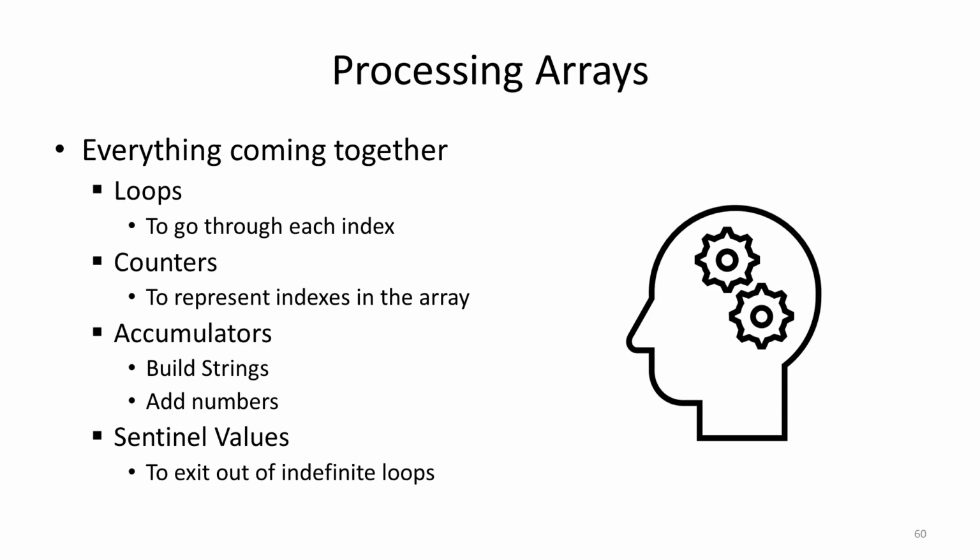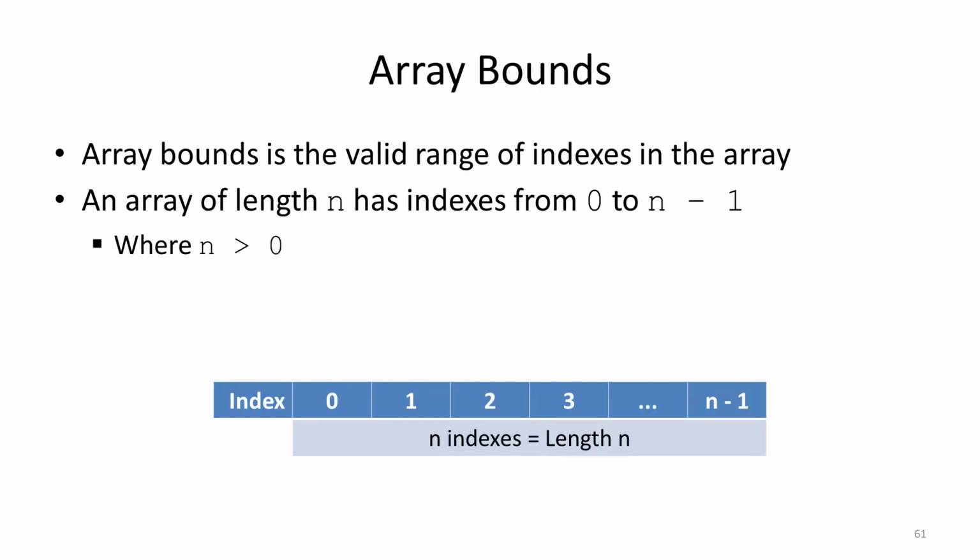Now, when you do start to process arrays, you'll pretty much be using everything that we have been talking about lately. We will be using loops to go through each index. We use counters that represent the indexes in the array, and we will have some kind of accumulator if you are building a string, so that's concatenating a string onto itself, or even adding numbers. We will also be using sentinel values to exit out of our indefinite loops. Before I go into the last example, I want to talk about array bounds.